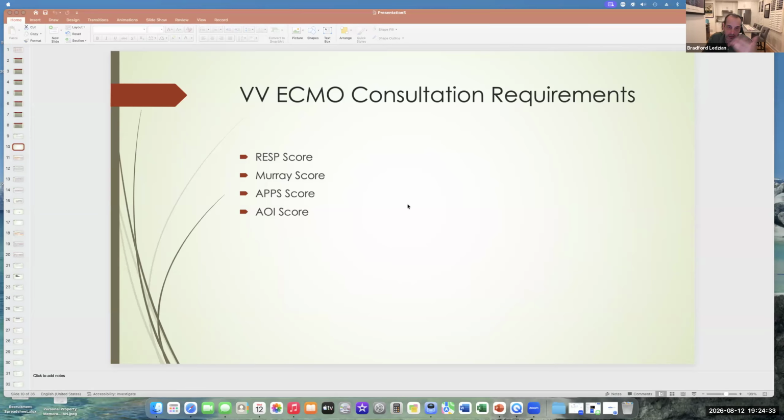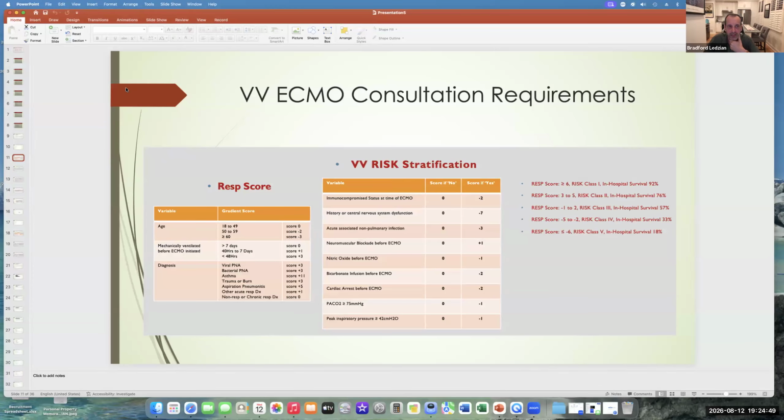For VV ECMO consultation, we do certain risk score evaluations. Mainly, we do what's called the RESP score. There's also the Murray score, the APPS score, and the AOI score. And there's also a PaO2/FiO2 ratio score, which we'll look at. And these basically tell you about in-hospital survival rates.